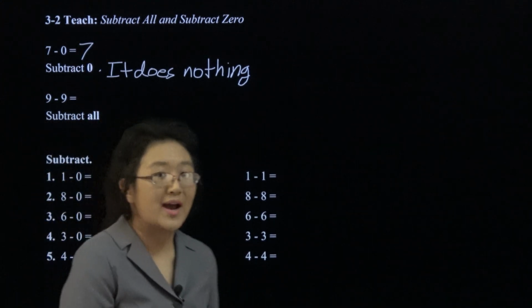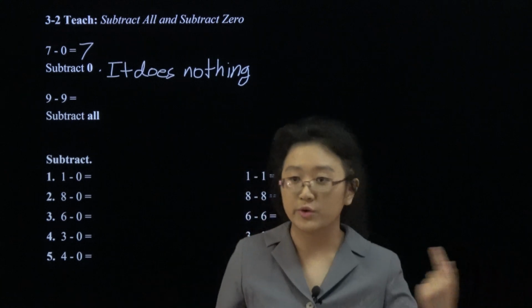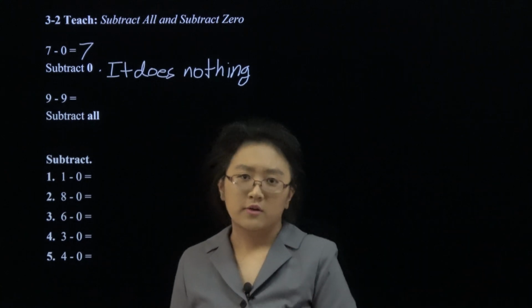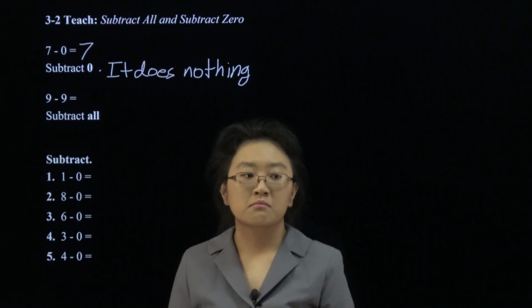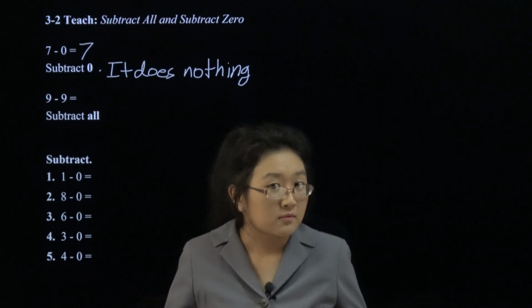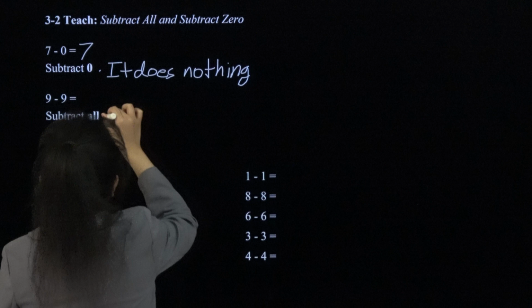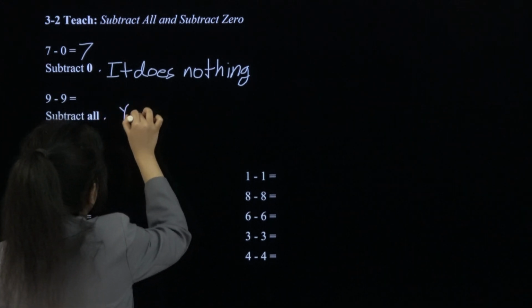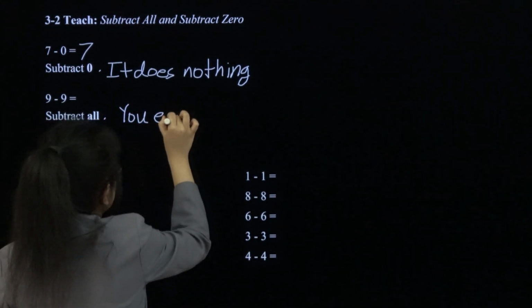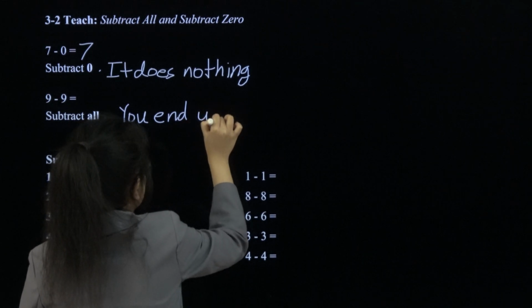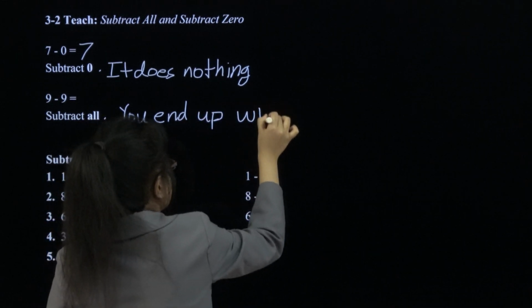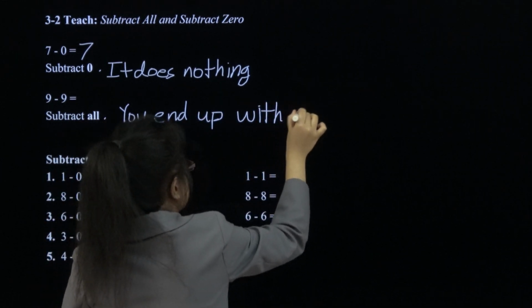Now what about when you subtract all? Subtract everything. You take away everything. So what's left? Nothing. When you subtract all, you end up with 0.